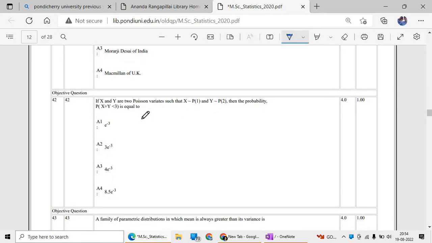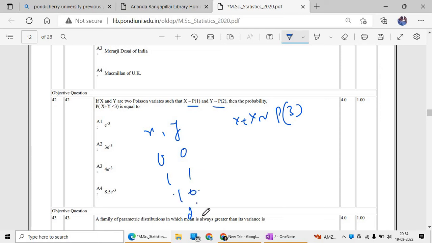See this: if x follows a Poisson random variate, x following Poisson 1 and y following Poisson 2, then what is the probability of x plus y less than 3? Now we have x plus y following Poisson 3. So what are the chances? If I take x is 0, y is 0, x 1, y 1, these possibilities are there, and if I take x 2 or y equal to 2, then these are not possible.